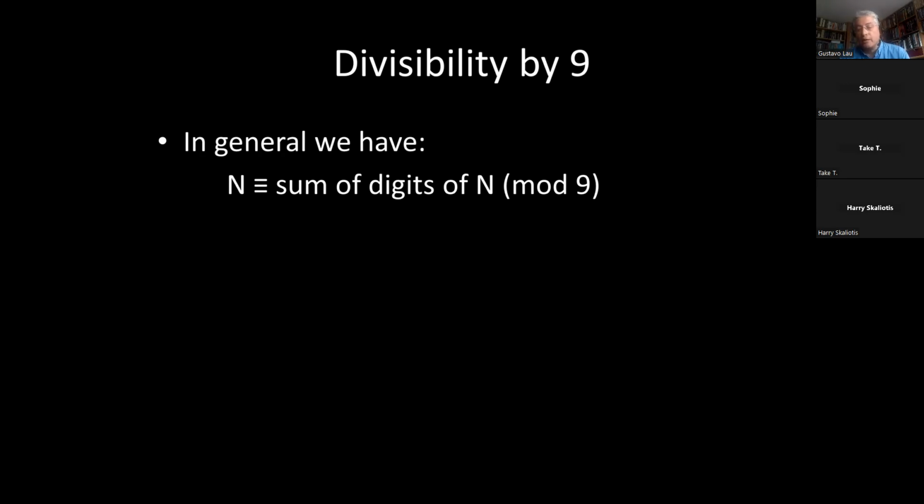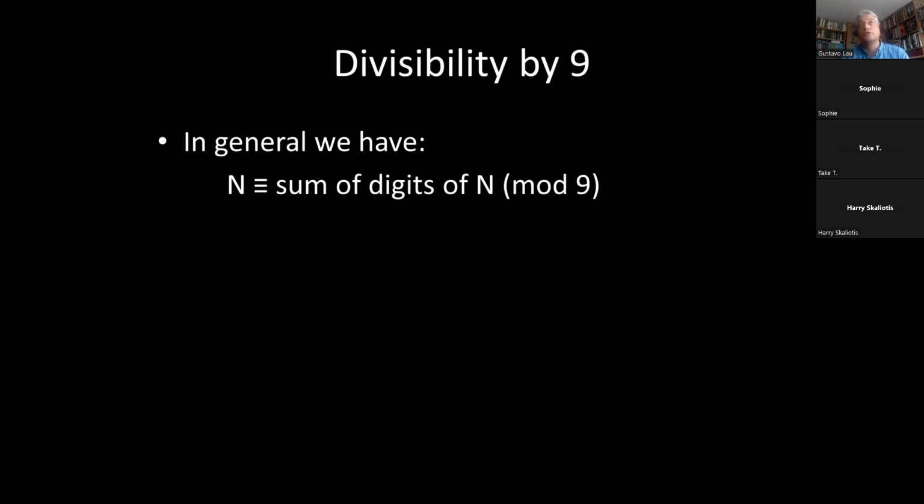So for example, if you have 20, the sum of the digits is 2, and the remainder when you divide 20 by 9 is 2. Or give me another number. 13. 13. 1 plus 3 is 4. Well, and then 4 is the remainder of 13 divided by 9.